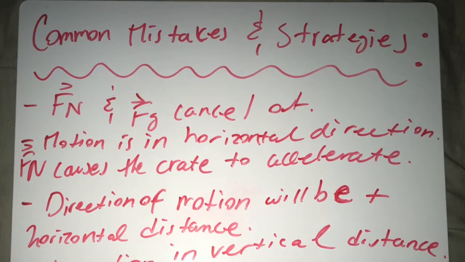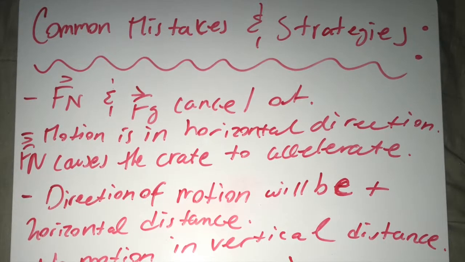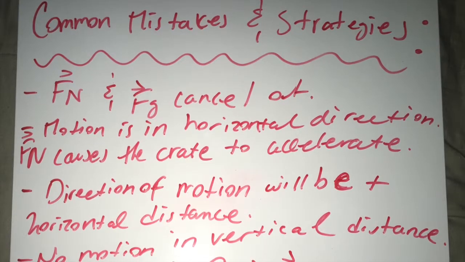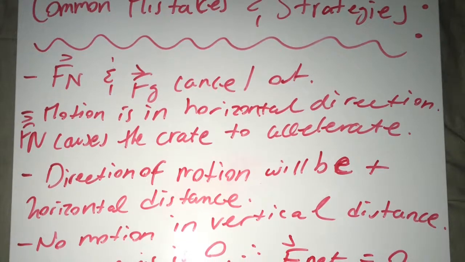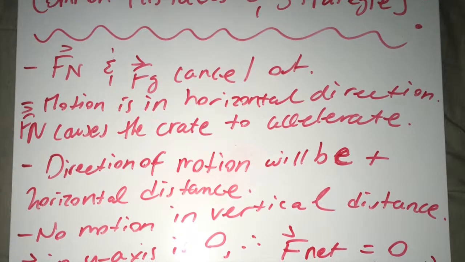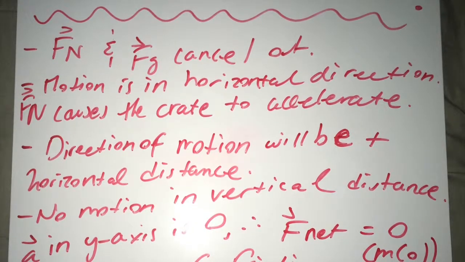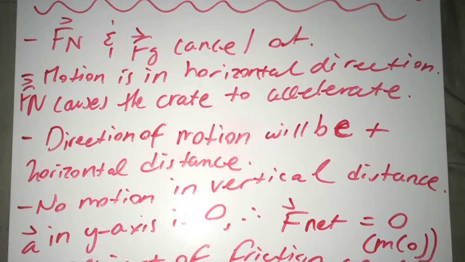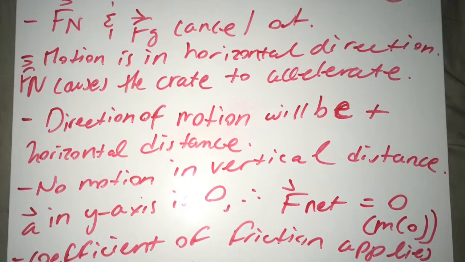Some common mistakes and strategies would include knowing that Fn and Fg would cancel out. The motion is in the horizontal direction, and Fn causes the crate to accelerate. Direction of the motion will be positive in horizontal distance. There will be no motion in the vertical distance, and that means that there is no acceleration in the y-axis, which makes it equal to 0, which also makes F net equal to 0 in our calculations.